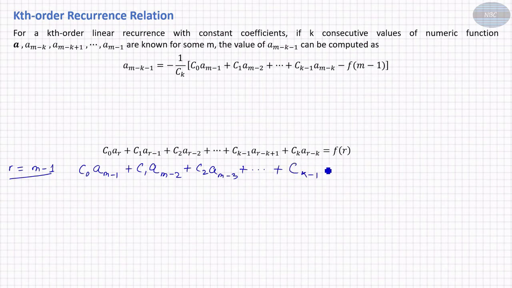up to c_{k-1} a. So here you have to put r equal to m minus 1. When you put r equal to m minus 1, the 1 cancels out, so it becomes a_{m-k}, plus c_k. Here in place of r I use m minus 1, so this becomes a_{m-1-k}, is equal to f_{m-1}.